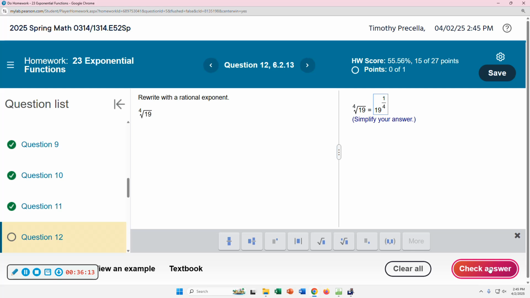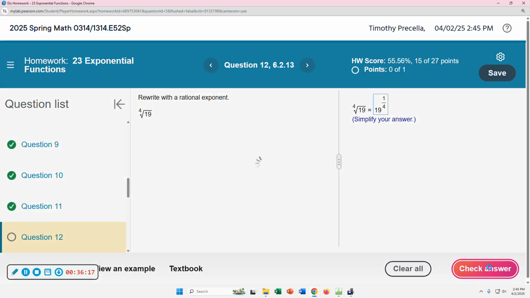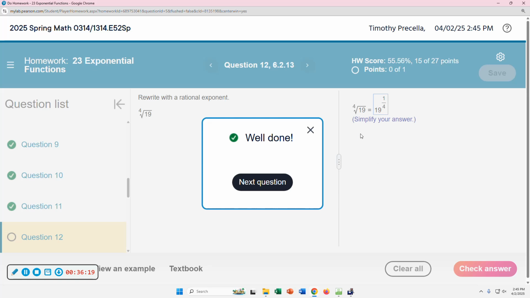They say simplify your answer, but you can't. 19's a prime number. Sometimes they say simplify if possible. If possible. Any questions there?